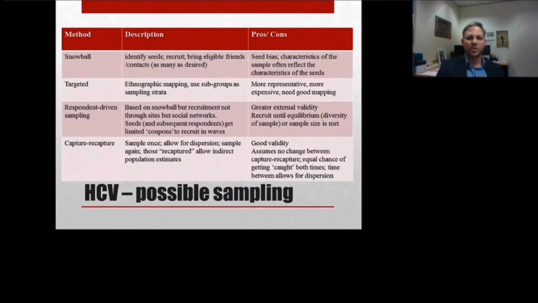And then there's capture-recapture, where you sample once, you allow everyone to return to their usual place, and then you sample again at another point in time, and based on those who you've captured again, you can make an estimate of the population size and prevalence that way. It's got good validity, but there are some downsides. You have to have an equal chance of getting caught both times or getting sampled both times, and people move around a lot if they're in marginalised populations, and you need time enough to allow them to disperse. So you've got a tension between those two things.